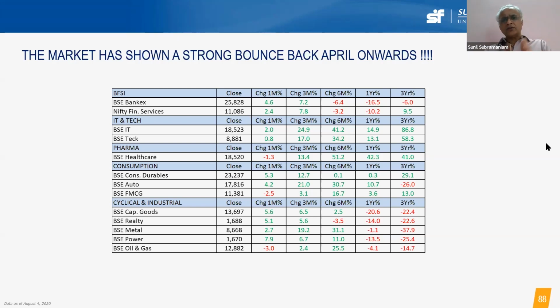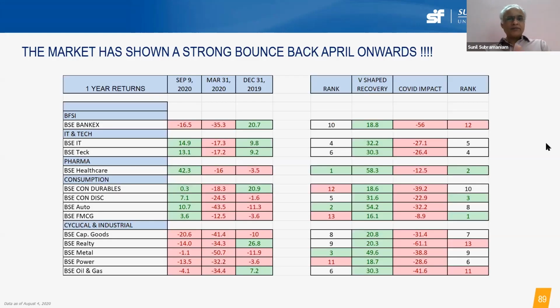As you can see here, the 1 month and 3 month returns are by and large in green territory. From 6 months to 3 years, there is a mix of green and red. To properly understand this, I've given the sectoral indices performance from December, March, and September, a couple of days ago, on a 1 year return comparison. As you can see, March was the worst affected, with 1 year returns uniformly negative. September is a mixed bag. December was also a mixed bag, because the Indian economy was already in a slowdown pre the coronavirus crisis.